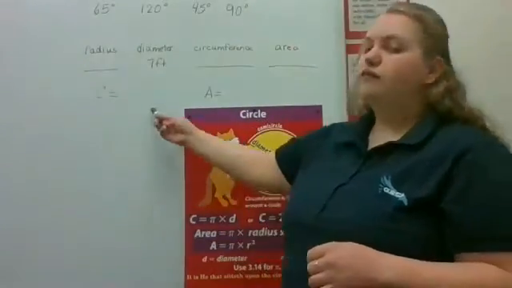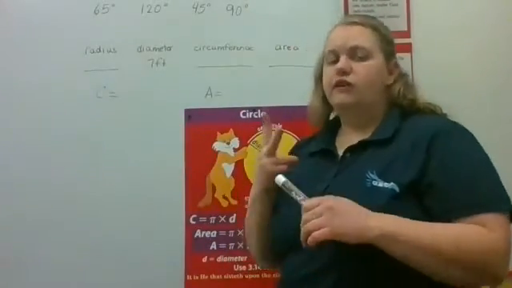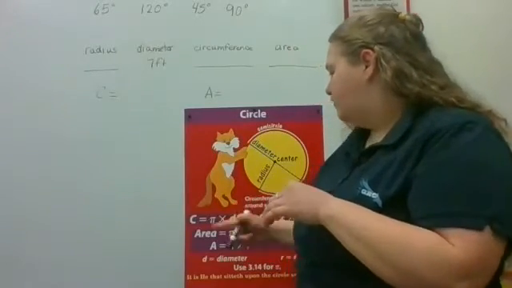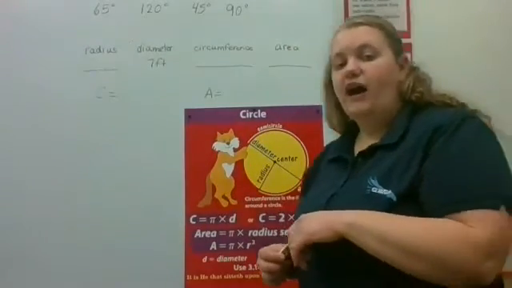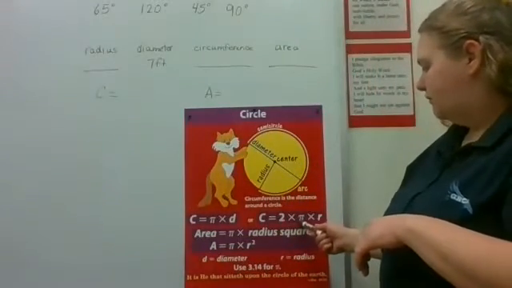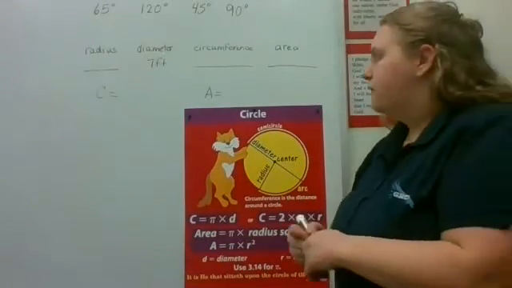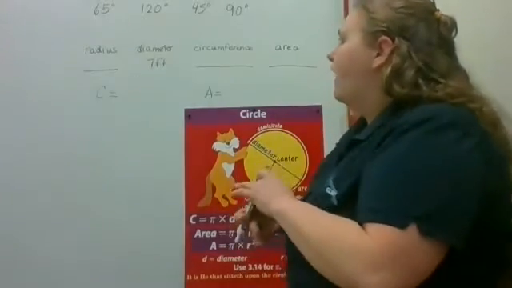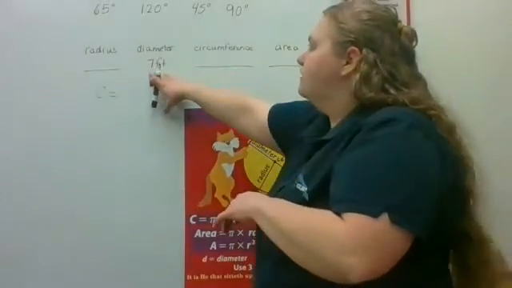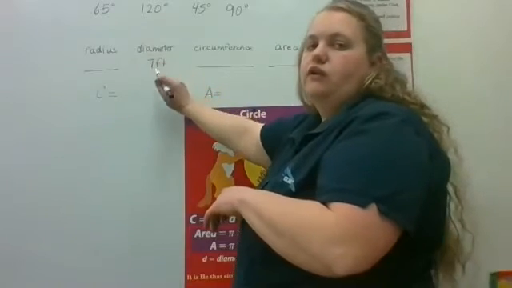Okay, but our circumference has two different formulas that we can use for that. And so circumference equals pi times d, or c equals 2 times pi times r. Okay, and up here we have our chart that we've done before. We have a 7-foot diameter circle.